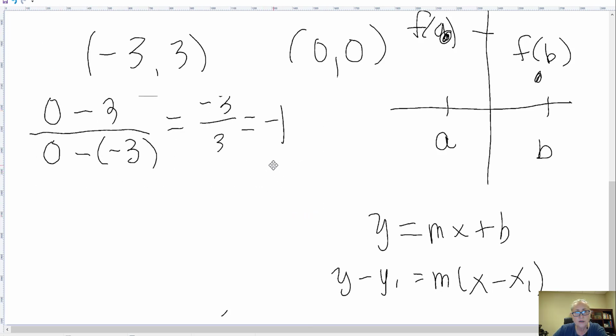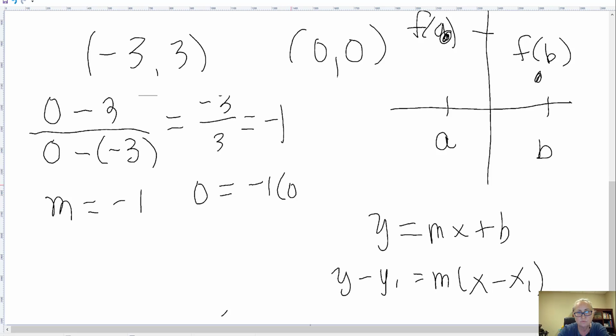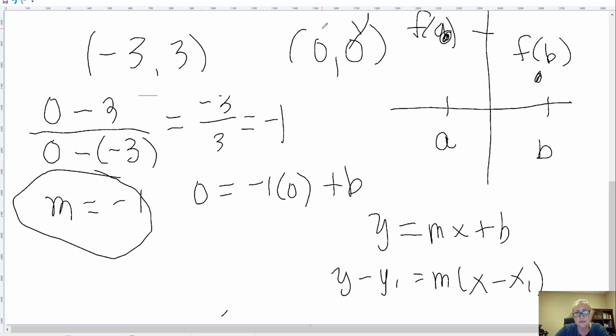Okay. Now, I know that my slope is -1, and there's an x and a y here, and an x and a y here. And I can use either one. I'm going to use the easiest one, which is (0, 0). So I'm going to write 0 equals -1 times 0 plus b, because this is y, the y I'm using right here, equals m, the m that we found right here, times x, the x I'm using right here, plus b, and that's 0 equals b.